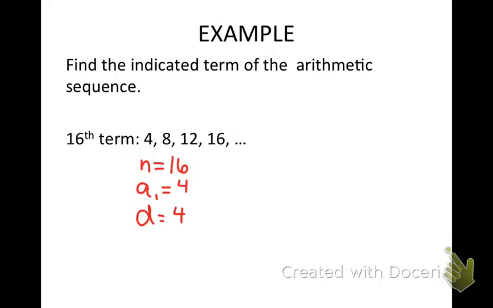So now all we're going to do is input this into our arithmetic rule. So a sub 16, because that's what I'm looking for, the 16th term, is equal to, what comes first? 4 plus, what goes inside the parentheses? 16 minus 1, times 4. Okay, so figure it out. What would be the 16th term?